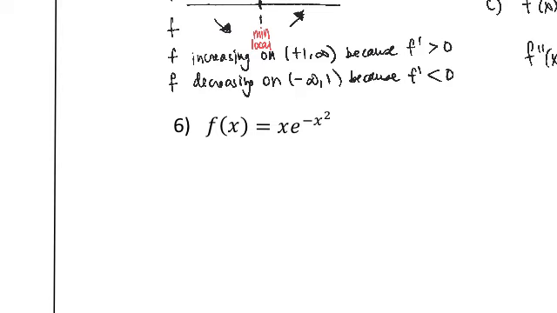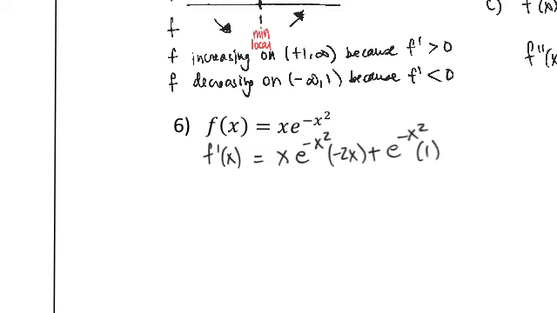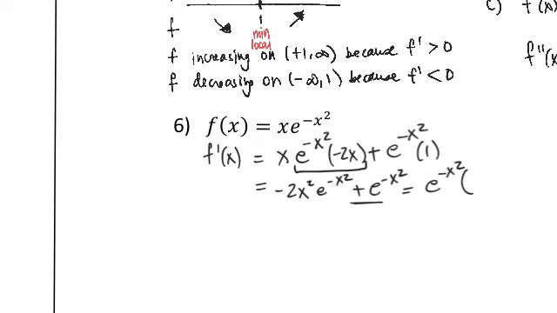Okay, let's talk about this problem. F prime of x is going to be first times the derivative of the second plus the second times the derivative of the first. Product rule there. And for this derivative, I use the chain rule. So cleaning this up, negative 2x squared e to the negative x squared plus e to the negative x squared. Pull out an e to the negative x squared. And then we have a factor of 1 from that and minus 2x squared from that.